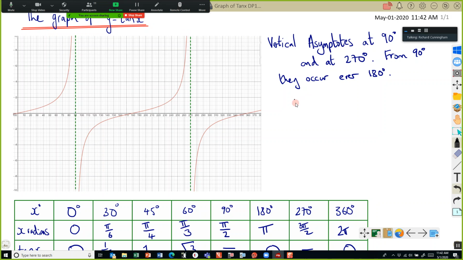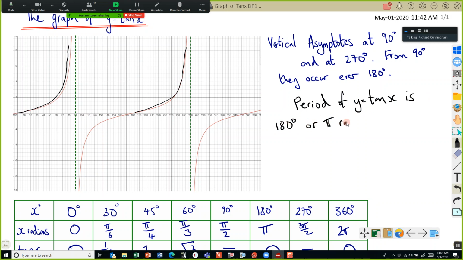What is the period of this graph? So when does it start repeating? Yes, so it starts repeating. So think, here it is going up. Where does that start to happen again? It starts to happen again here. Okay, so the period is 180 degrees or pi radians. Good. Make sense so far? Good.